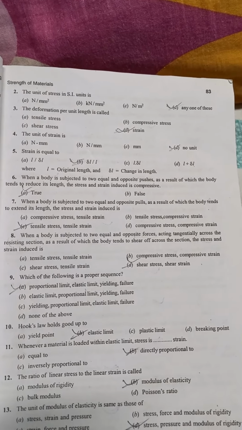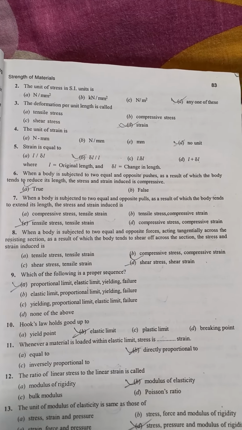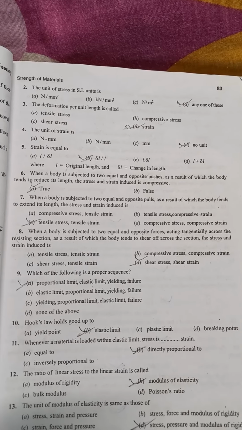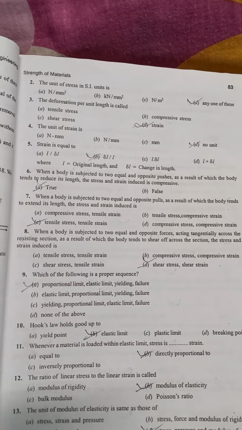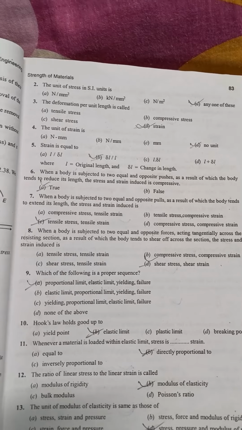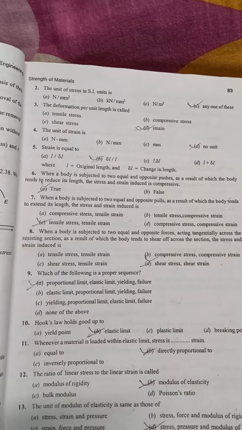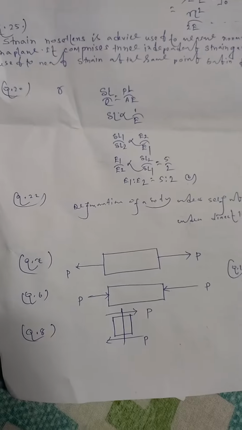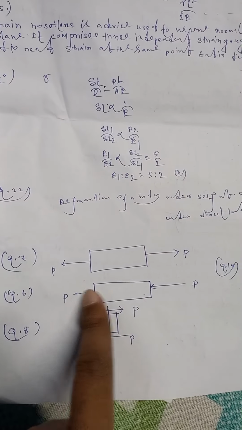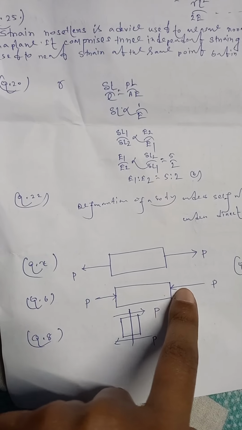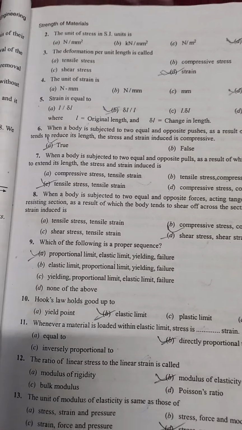Question number 6. When a body is subjected to two equal and opposite pushes, as a result of which the body tends to reduce its length, the stress and strain induced is compressive. Is it true or false? So friends, if a body is subjected to two equal and opposite forces, that is push, then the force induced is compressive. So option A is correct, true.